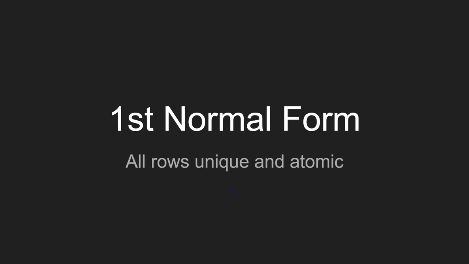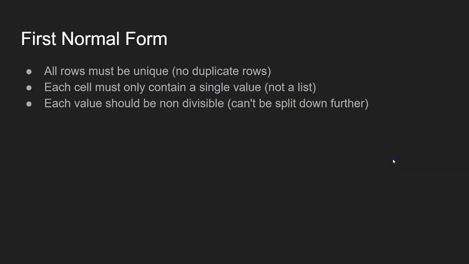This one is nice and simple. All rows must be unique and all cells must contain atomic values. Well, what does that mean? It's really quite simple. Each row in the table must be unique, and therefore there cannot be any duplicate rows in the table. So you can't have two different rows where all of the data contained within those rows is identical. And we'll give you an example in a minute.